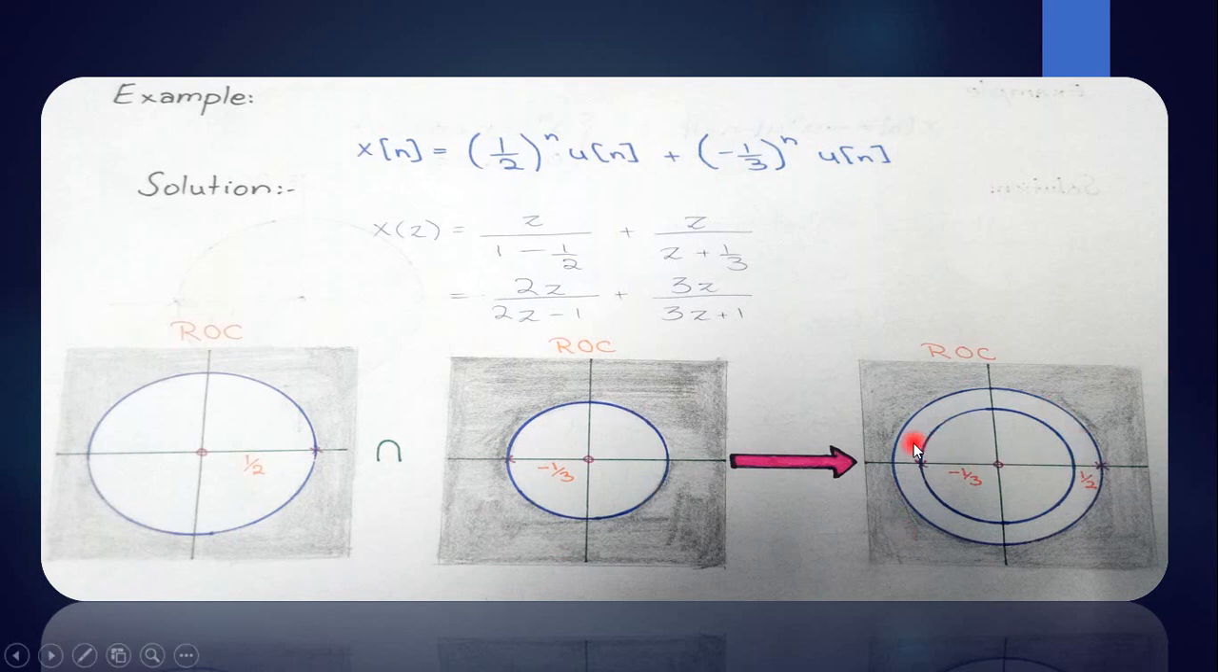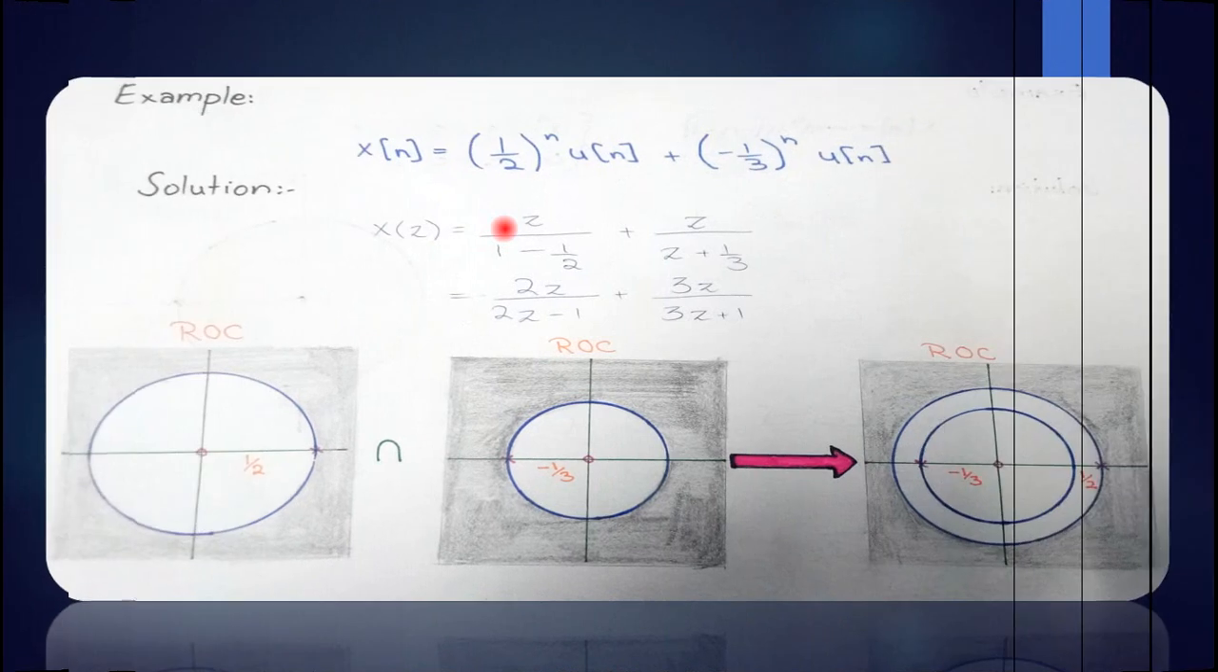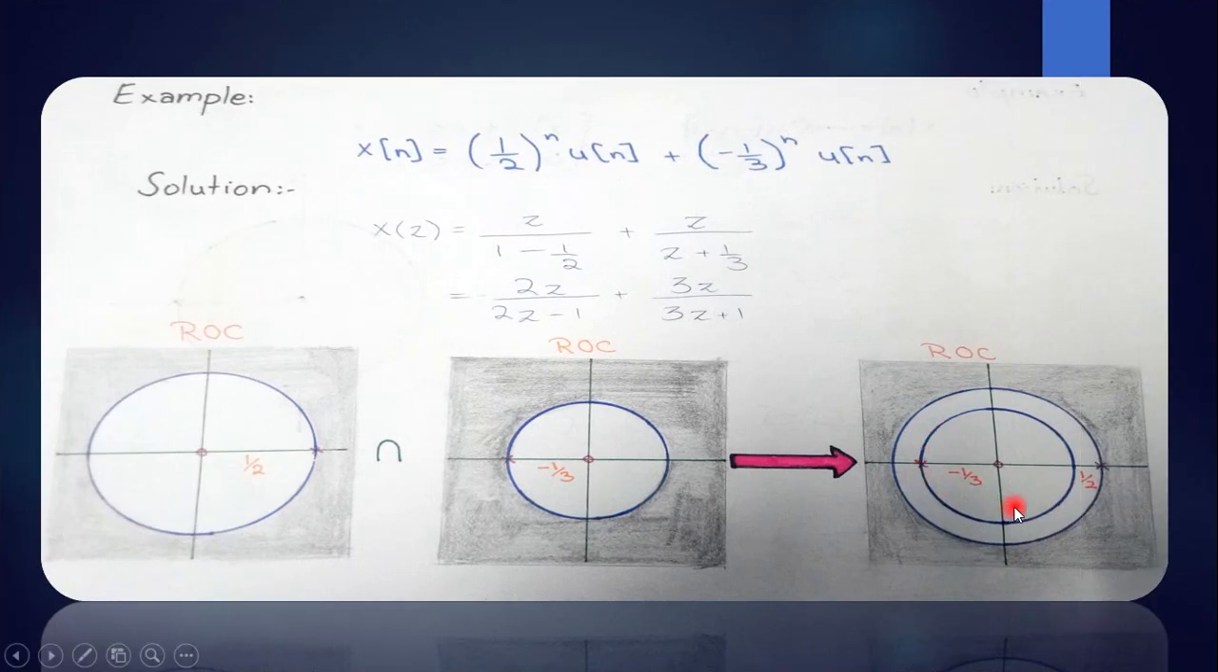So the resultant region of convergence will be the outer part of the greater circle. If the example is just transformed to u of 1 by 2 n and x of n is equal to 1 by 2 n u of minus n minus 1, as in this example, then the region of convergence will be this ring, the inside part of both circles.